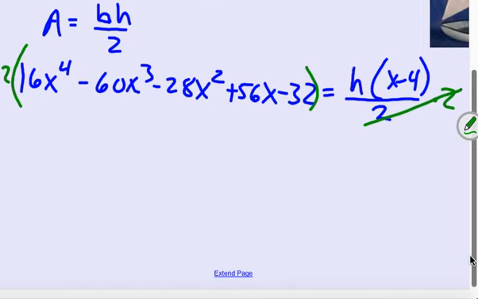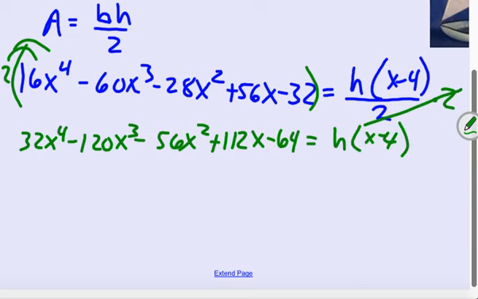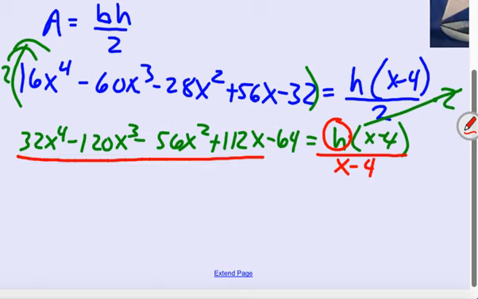So, distributing this out, just multiply 2 times each and every term. This is 32x to the 4th minus 120x cubed minus 56x squared plus 112x minus 64 equals the base times x minus 4. So to solve for the base and get it by itself, I have to do the opposite of multiplying, which is dividing. So I'm going to divide this whole thing by x minus 4.